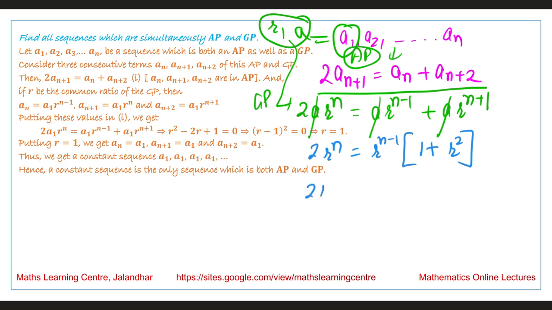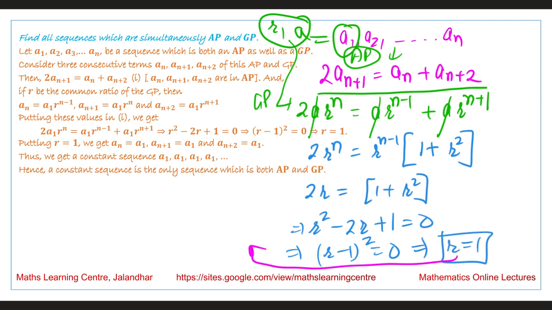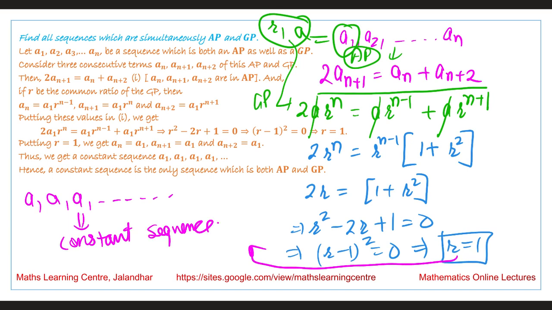So what we obtain is 2R = 1 + R^2. So the equation we obtain is R^2 - 2R + 1 = 0. This implies (R - 1)^2 = 0, so R = 1. R equal to 1 means it is a GP with common ratio 1, so it is A, A and so on. So this implies that it is a constant sequence.